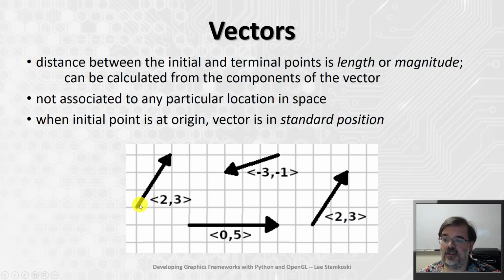You can calculate the distance between the initial and terminal points. That's called the length or the magnitude of a vector. And you can calculate that using the Pythagorean theorem or the distance formula, just based on these numbers. As we mentioned before, vectors aren't associated to any particular location in space. And so you can have the same vector appearing in 2 different locations with 2 different initial points. But if there is a coordinate system specified with an origin, if you draw a vector so its initial point is at the origin, that vector is said to be in standard position.